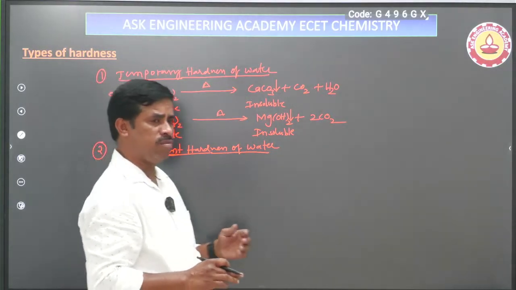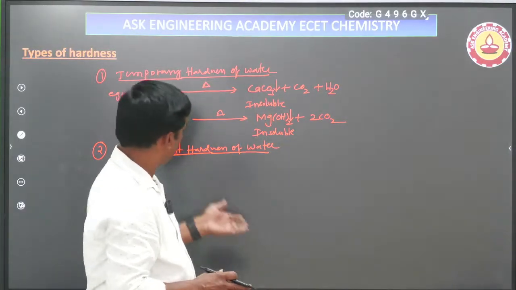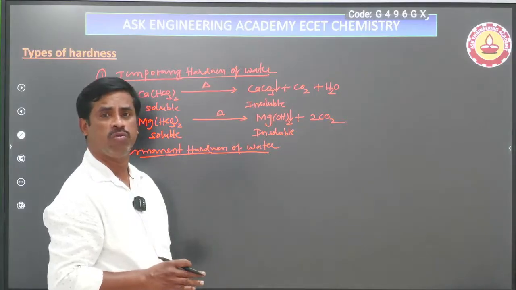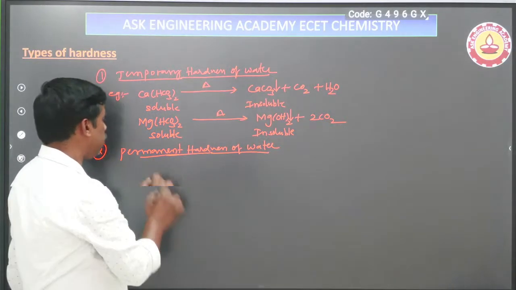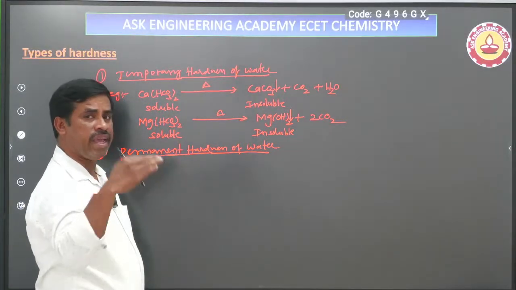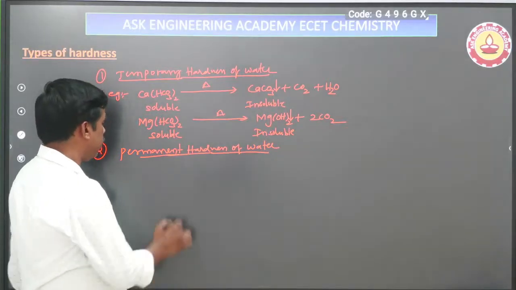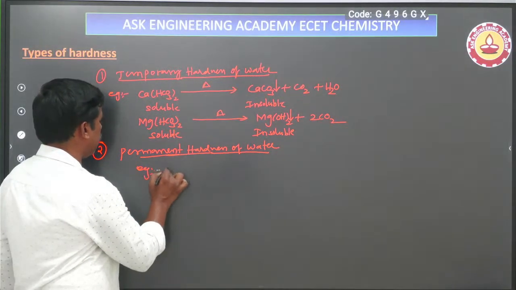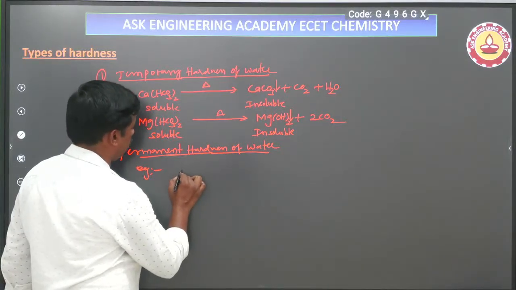In your examination they simply give: which of the following hardness cannot be removed by boiling? It means only permanent hardness cannot be removed by the simple boiling method. Here, what are the salts responsible for permanent hardness? Except bicarbonates, the remaining salts produce permanent hardness.